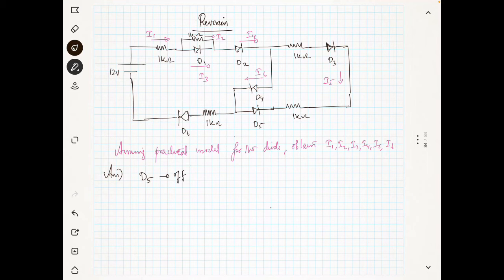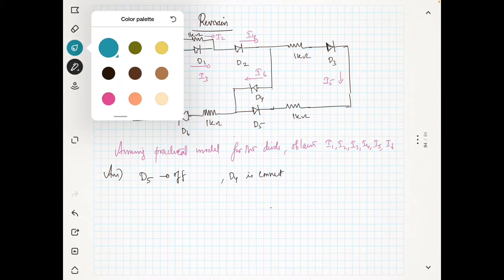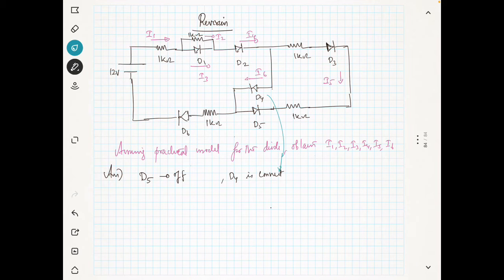And you see here that D4 is connected in parallel. D4 is connected as shown here, you can see here, this is the connection for D4. The problem is that if D4 is on, then the voltage drop across D4 will be nothing but 0.7.